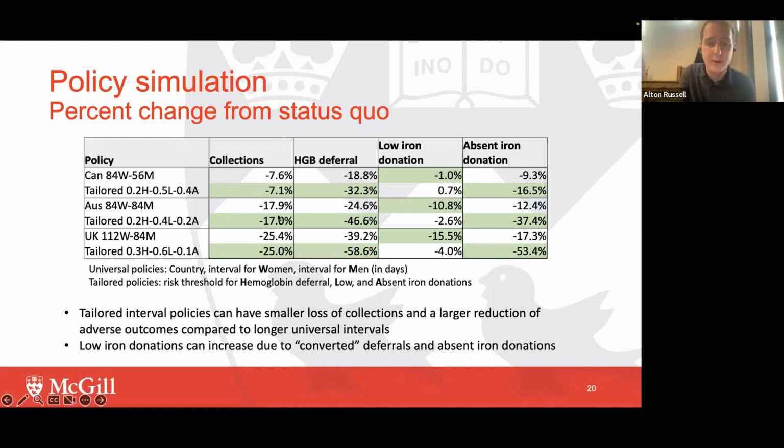And you can see that for each of these, the Australian and the UK policy as well, we can develop a tailored policy with a different set of thresholds where we get that slightly better drop in collections, but much better reduction in hemoglobin deferrals and absent iron donations.